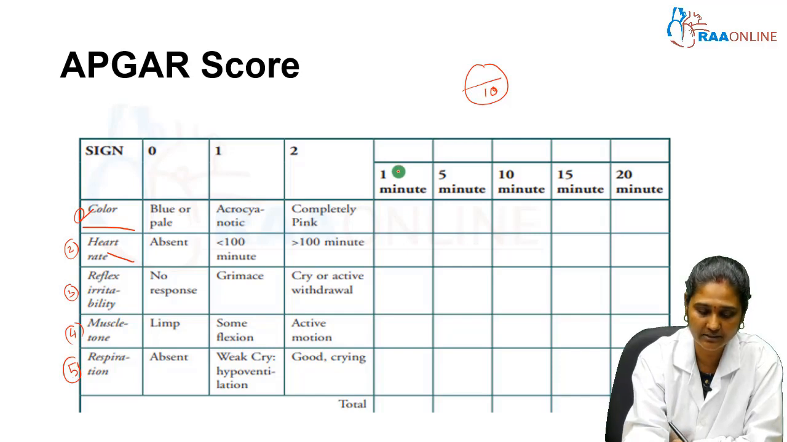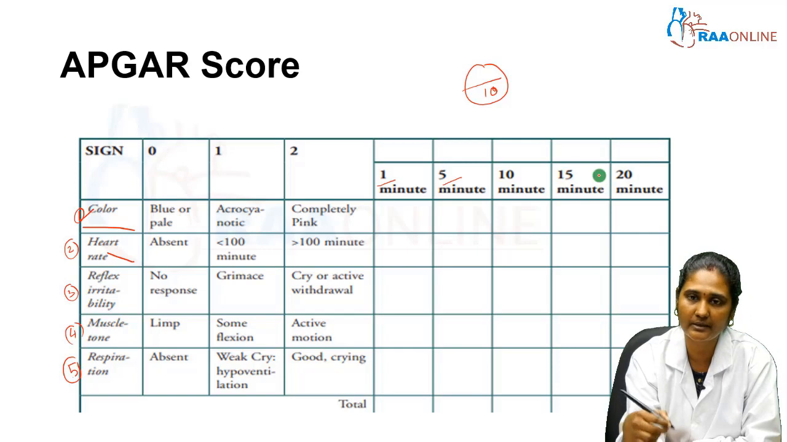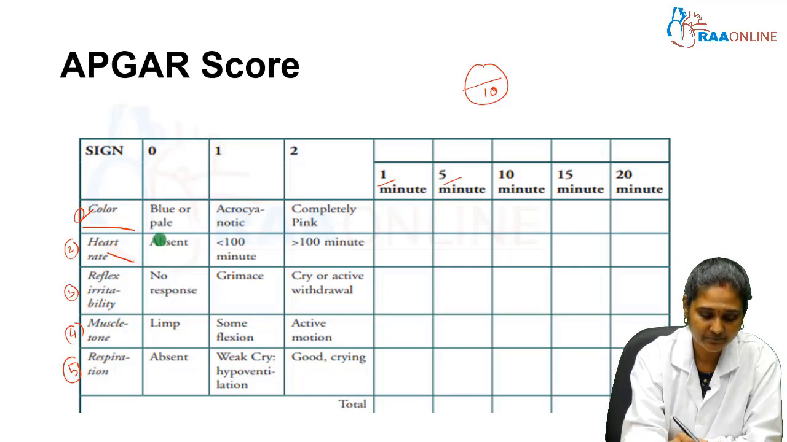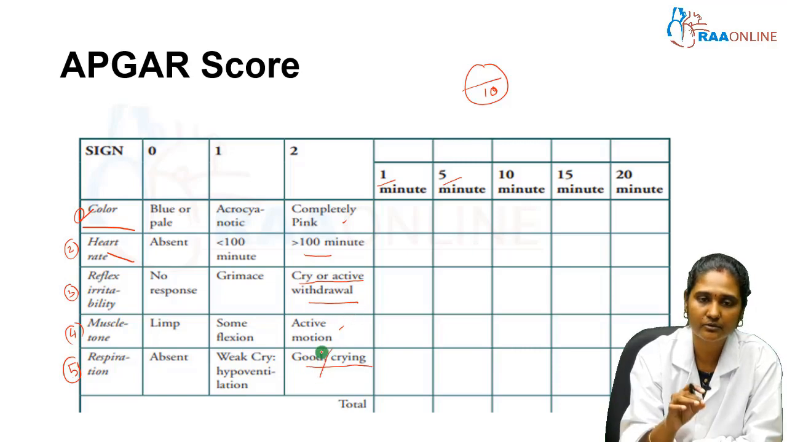You will be evaluating the Apgar score immediately at the time of delivery, that is the 1 minute Apgar and then the 5 minute Apgar, and after that every 5 minutes you need to assess the baby based upon the requirement. If the baby is requiring resuscitation, then every 5th minute you will keep on assessing the 5 parameters.